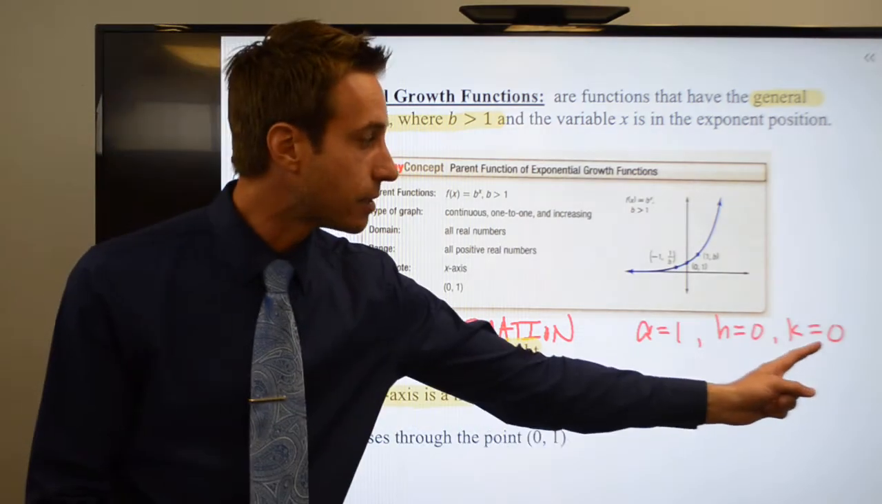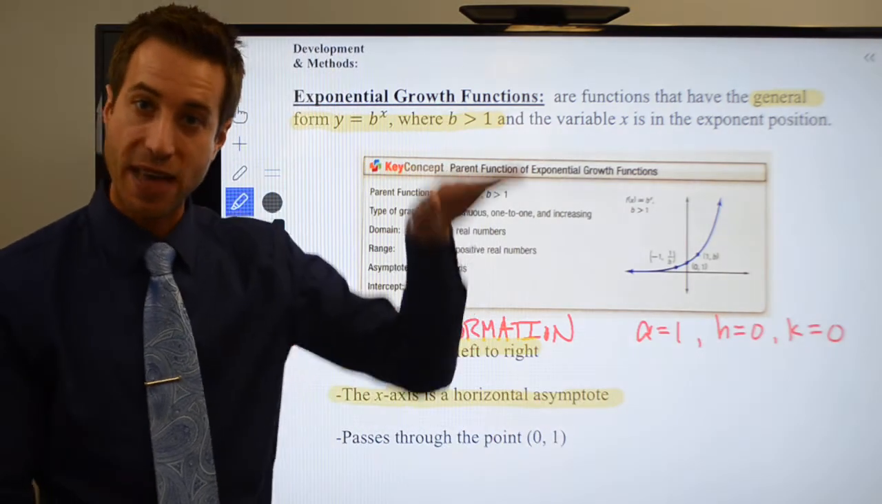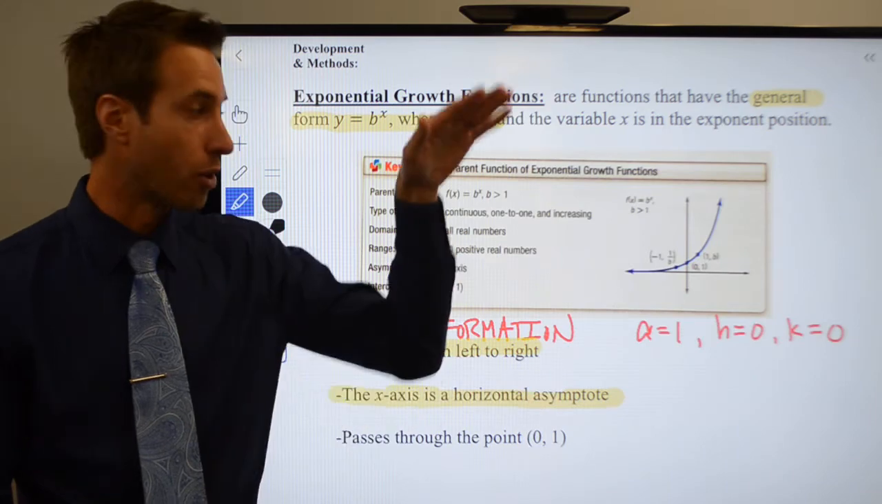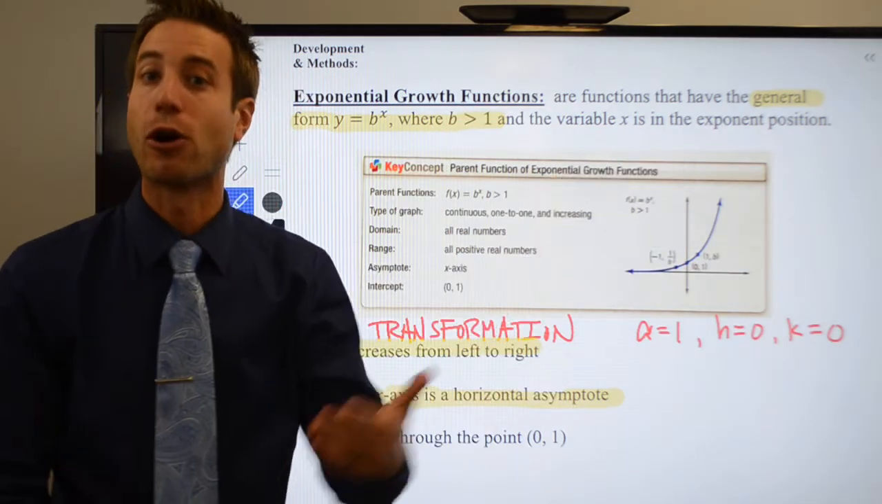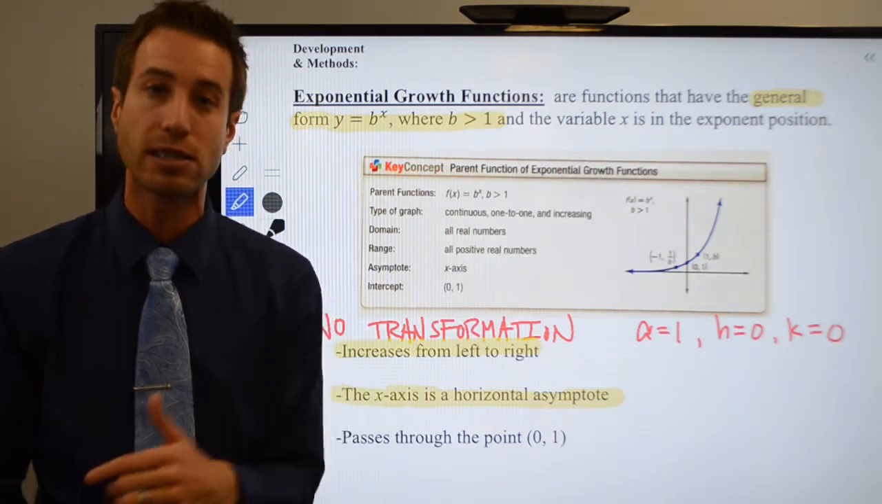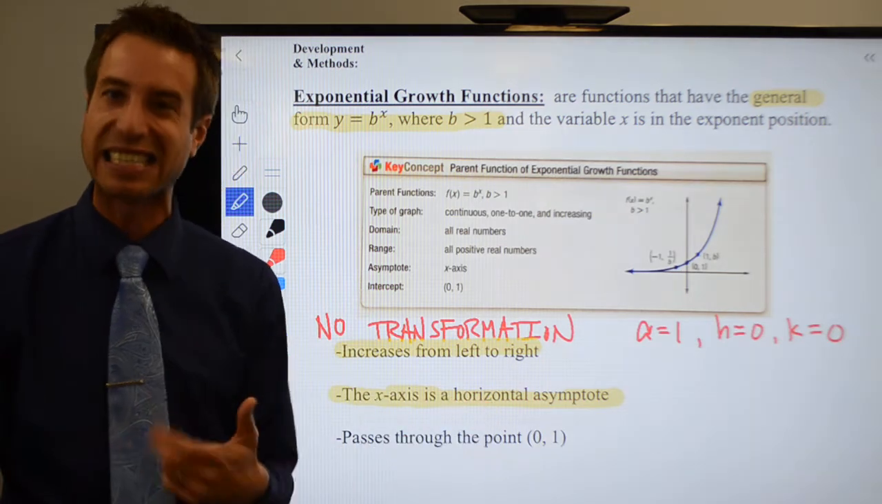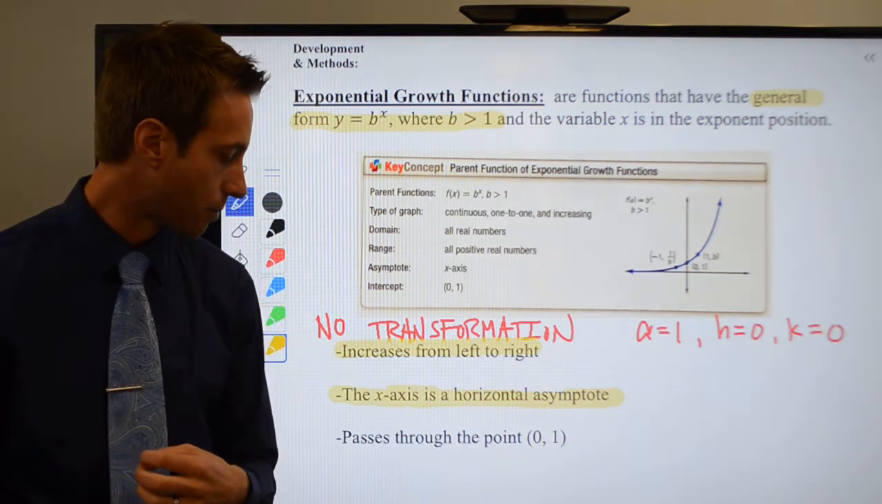If I begin to change k and I shift that graph vertically up or down, then that's going to shift my horizontal asymptote. But as long as there's no transformations, the x-axis will always be our horizontal asymptote.